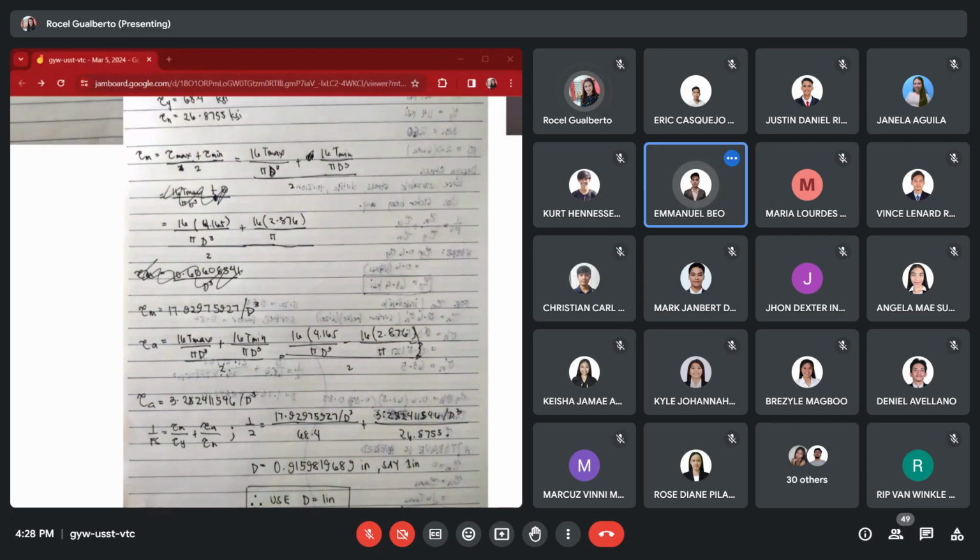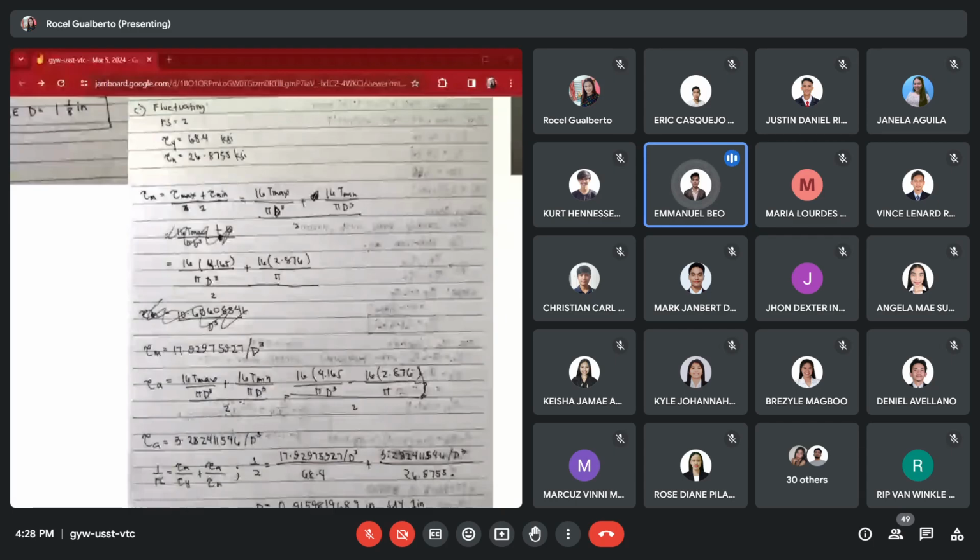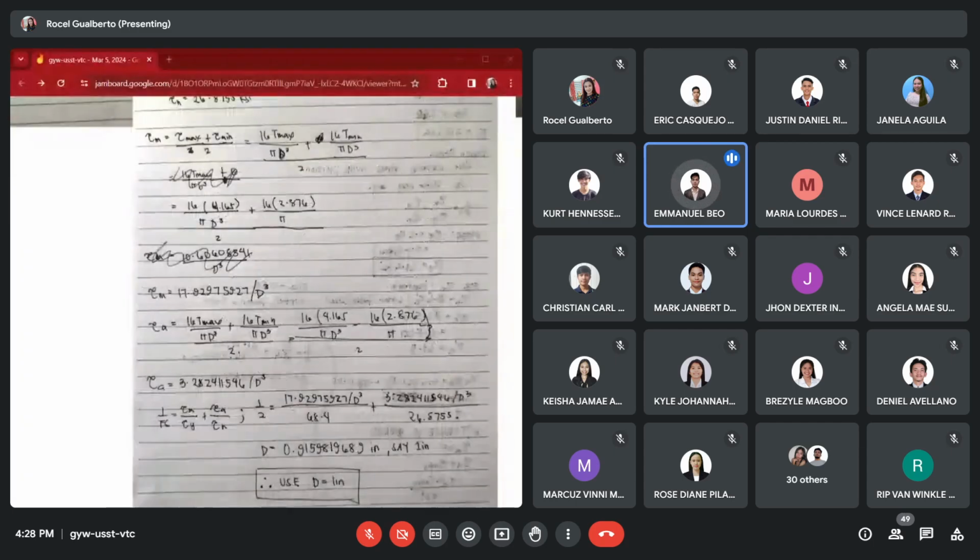Sa C po, fluctuating stress po yung sa atin, and may binigay pong minimum na torque, and ang minimum po ay 2.876, and then sa tau y and tau n po, magre-remain po yung ating value from letter A po. And then sa tau m and tau a naman po, kailangan po natin siya i-solve. Sa tau m naman po, ang formula ay tau max plus tau min all over 2. And ang formula po ng tau max natin and tau min ay 16 T max all over pi d cube.